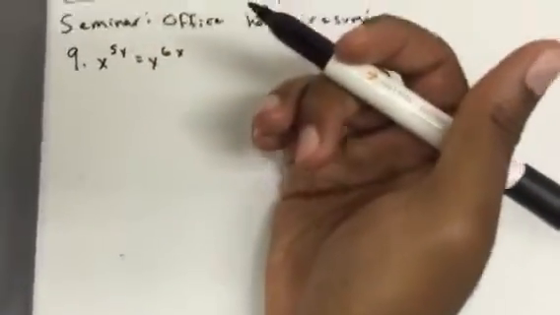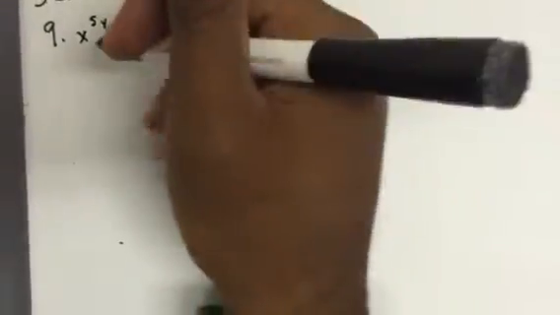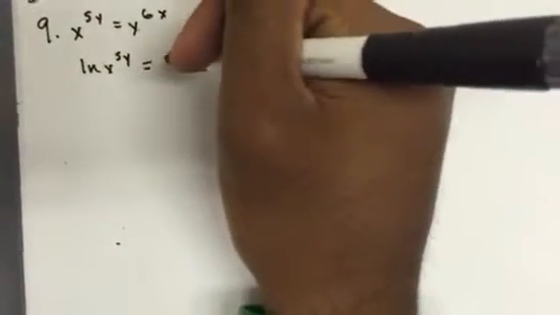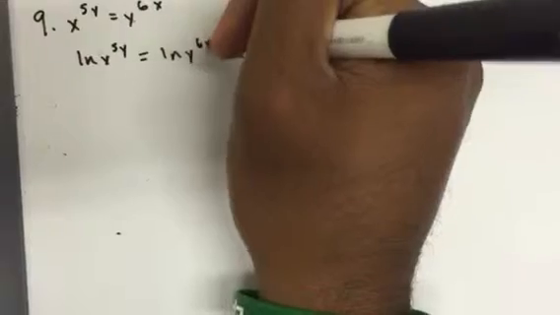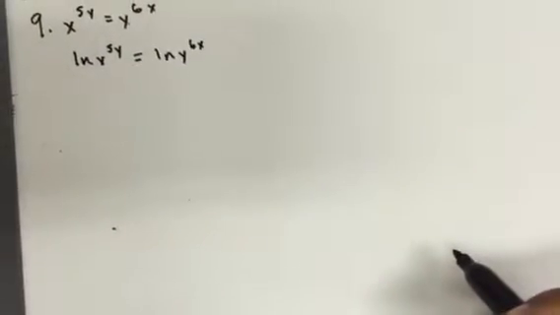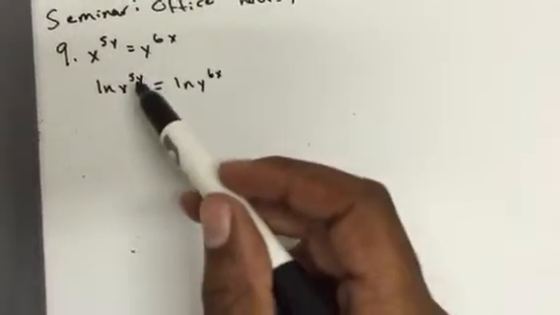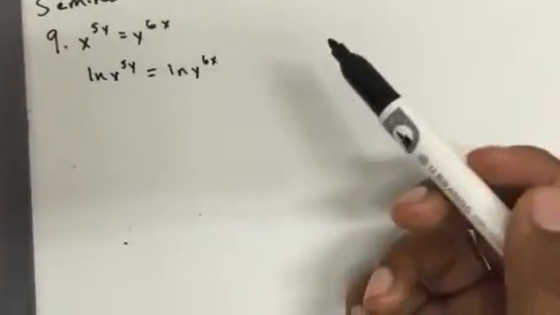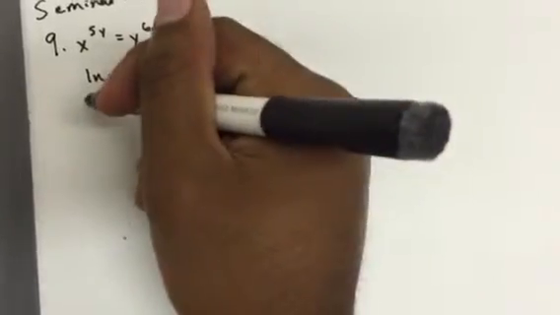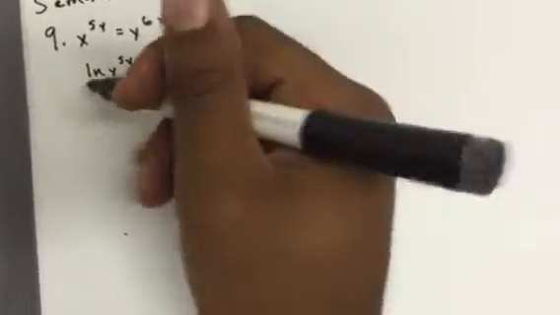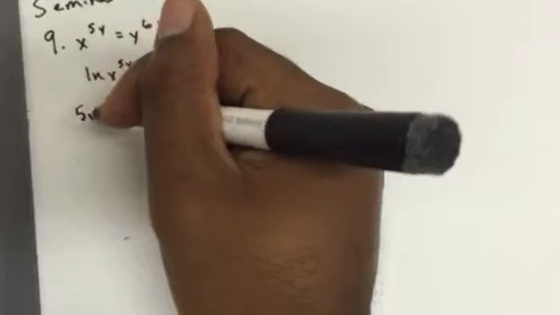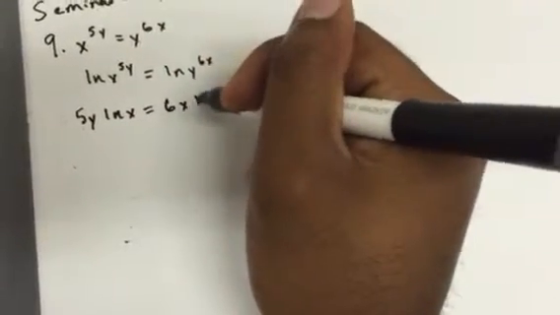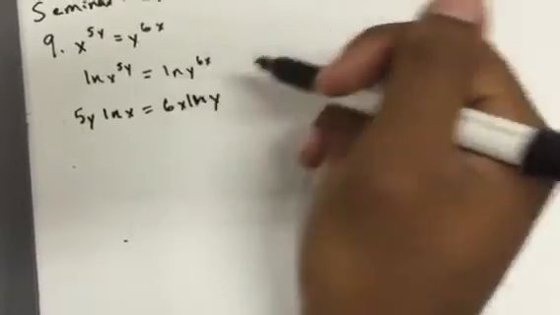To make this easier, we can take the natural log of both sides. ln x to the 5y equals ln y to the 6x. Now, one of the rules with natural logs is that you can bring the exponent of what the natural log is being used on to the front of the function. Well, not the function, the equation. The expression, however you would like to say it. So we have 5y ln x equals 6x ln y.